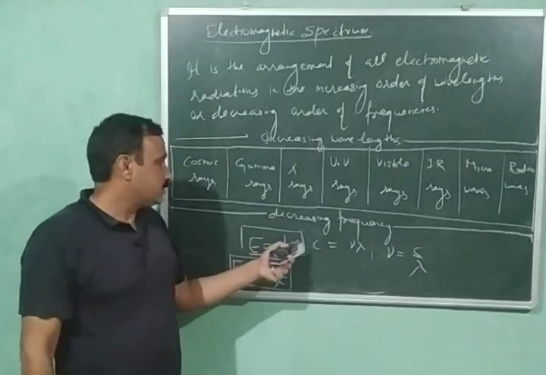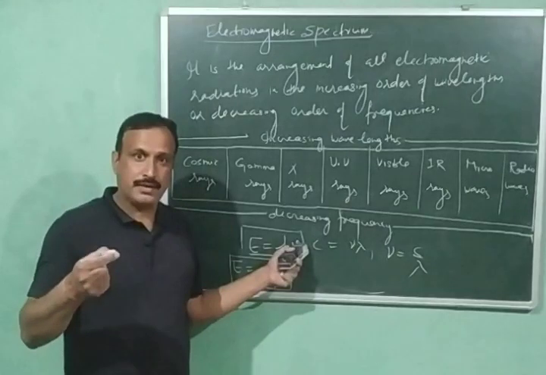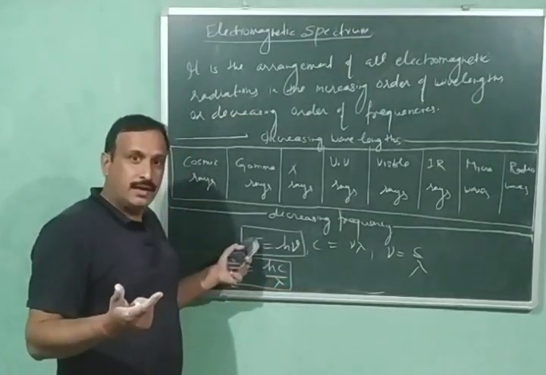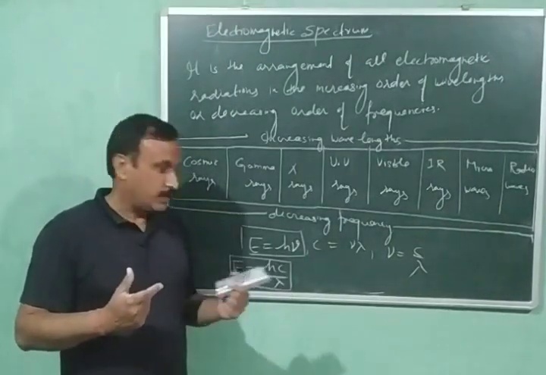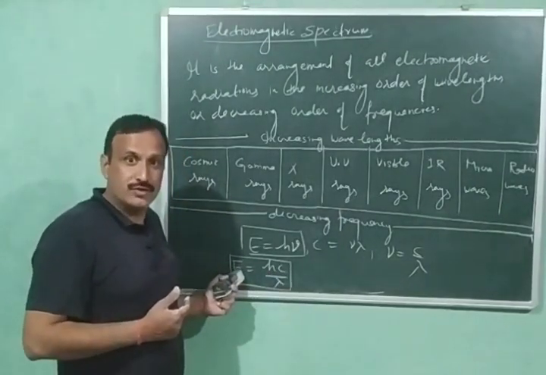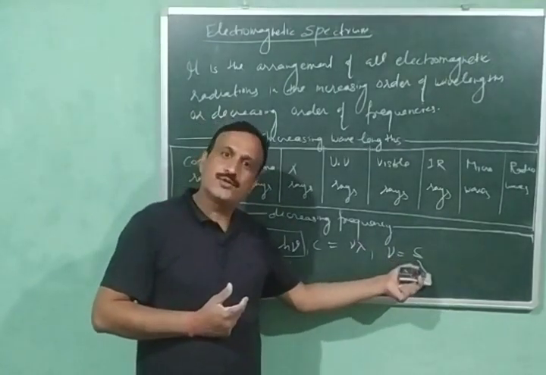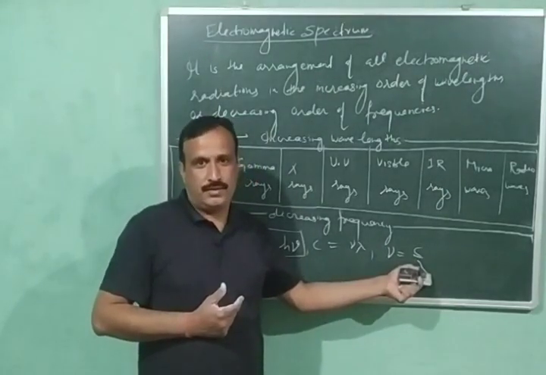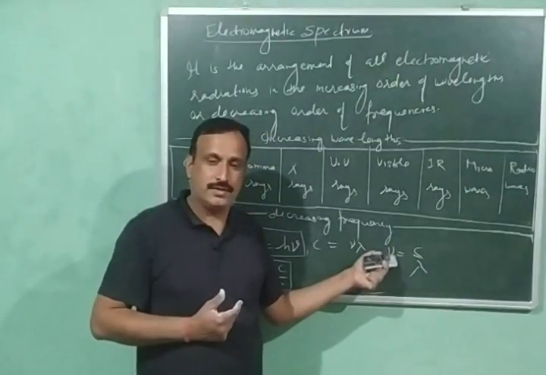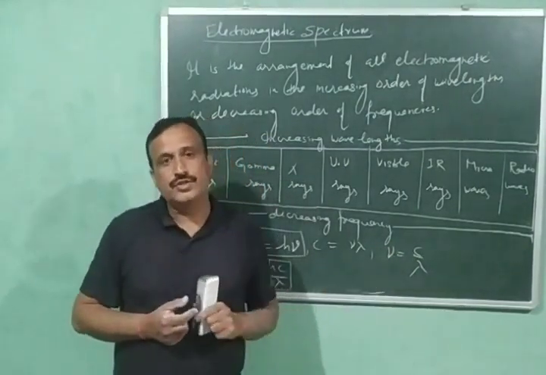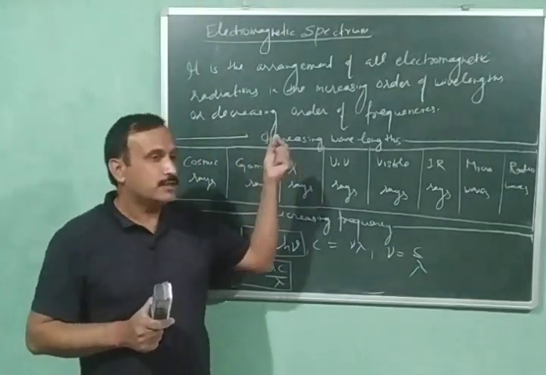So the energy is directly proportional to the frequency. If the frequency of electromagnetic radiation increases, energy will increase, and energy is inversely proportional to the wavelength, so if the wavelength increases, energy decreases, or vice versa. Understood? And because the frequency and wavelength are also inversely related to each other, if the wavelength increases, then frequency decreases, and vice versa. Understood? So this is all about the various characteristics of electromagnetic radiations and the electromagnetic spectrum.